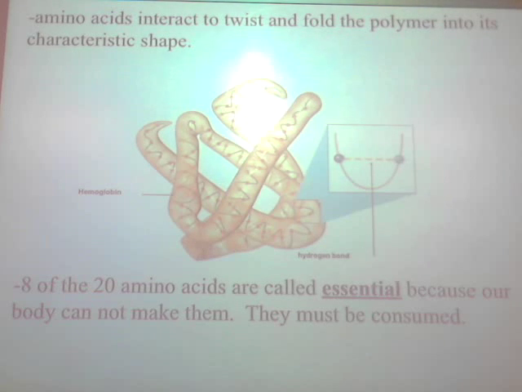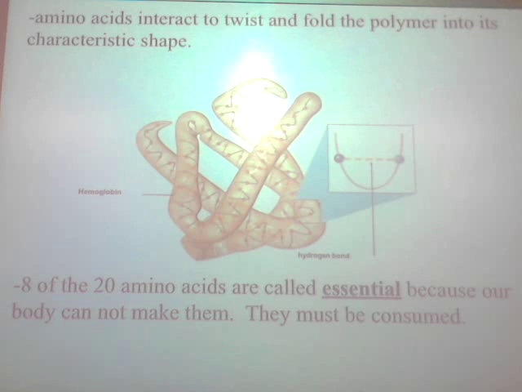Those of you who are vegetarians, for example, have to be careful. I can't just eat rice. If I just eat rice, I am not going to get every essential amino acid because not every essential amino acid is in rice. Okay? Can't just eat beans. If I just eat beans, I won't get every essential amino acid because not every one is in it. If I eat meat, I will.